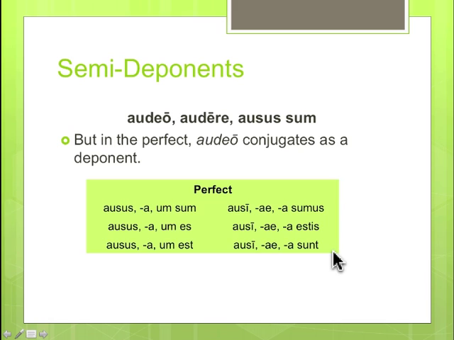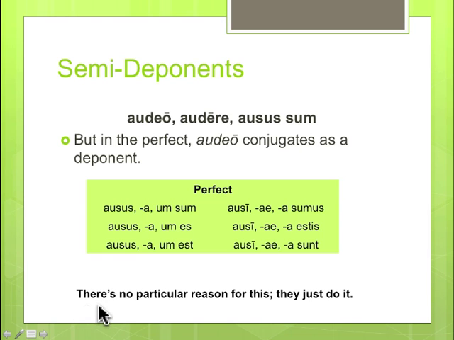Notice that the word has not changed in meaning. It still simply means dare. So if audeo is I dare and audebo is I will dare, ausus sum is I dared. And by the way, there's no particular reason for this. Deponent verbs just do this, and you just have to get over it.